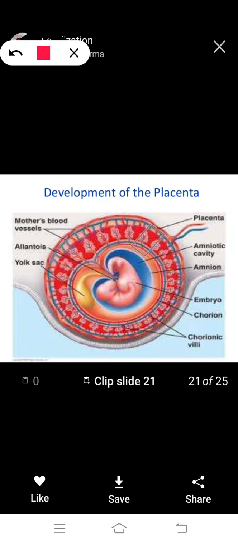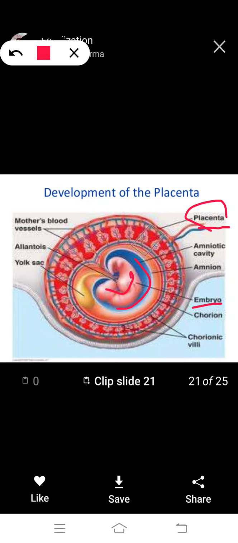Okay, this sheet for placenta will appear. Development of placenta. First we observe this middle, which is called the embryo. The placenta is formed around the embryo. In a blue color we observe the amniotic cavity, which is filled only with amniotic fluid.